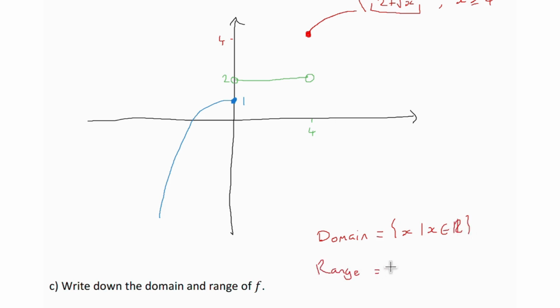Our range is the possible y values. All of these values of y are fine up to 1, but then there's a gap from 1 to 2. So anything less than or equal to 1 is fine. Then we can have 2. That's absolutely fine. And finally, all of these y values, which is anything greater than or equal to 4. So our range is made up of 3 different parts: the less than or equal to 1 bits, the y equals 2 bits, and the greater than or equal to 4 bits.